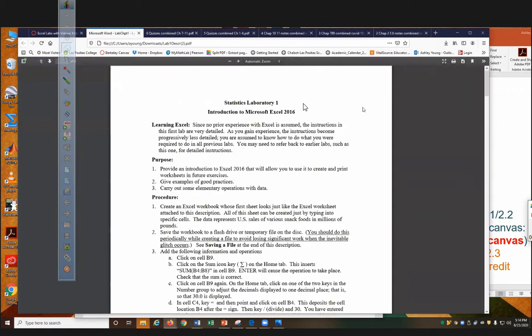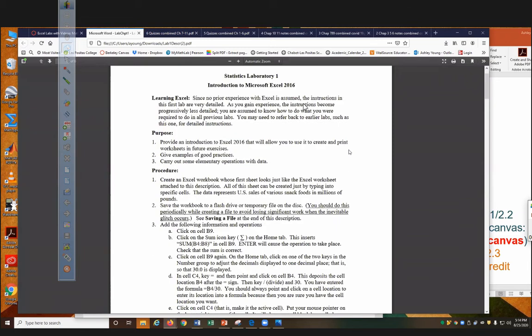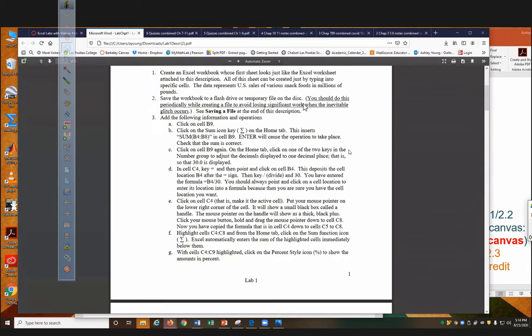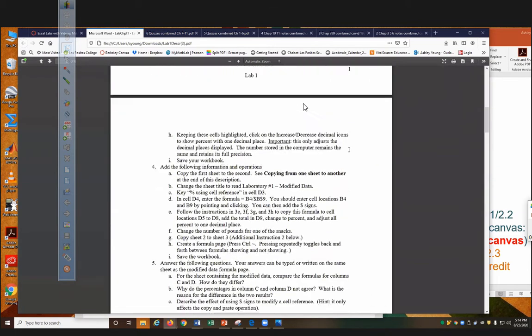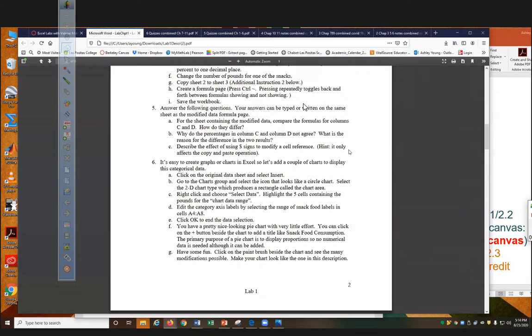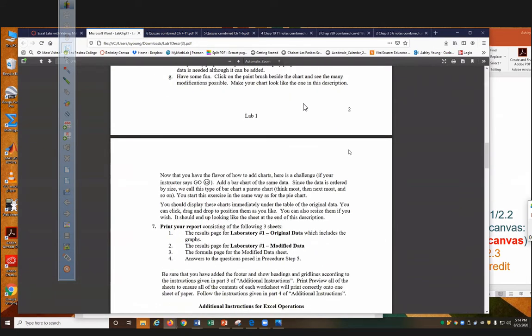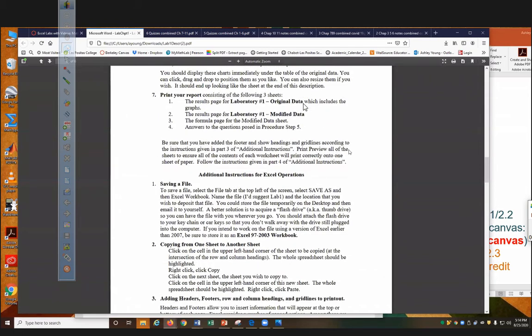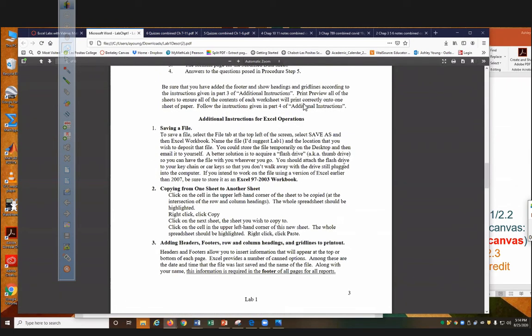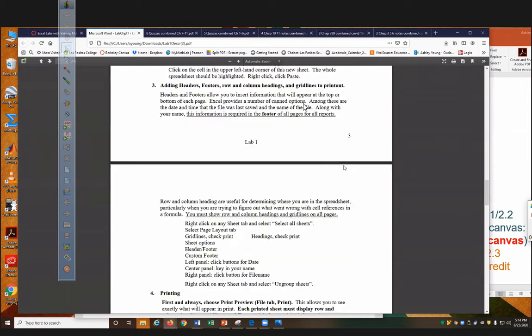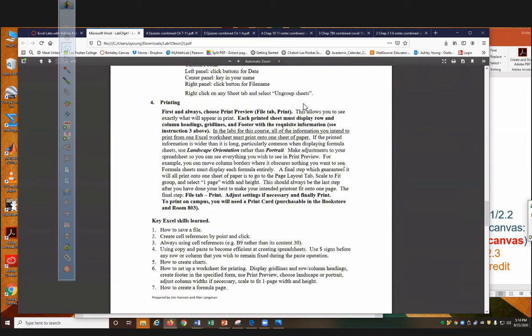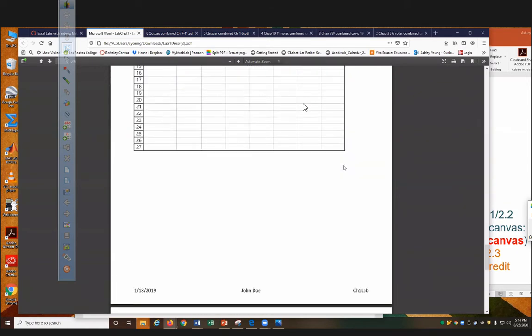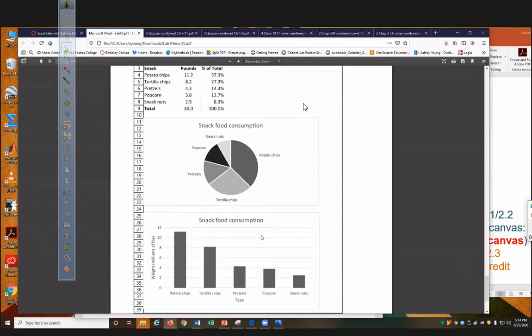When you download it, it comes up, and it walks you through. Here it is in words, everything you should do. The only thing that's different from the video is this one includes these additional instructions. It includes some stuff about creating a couple of charts.